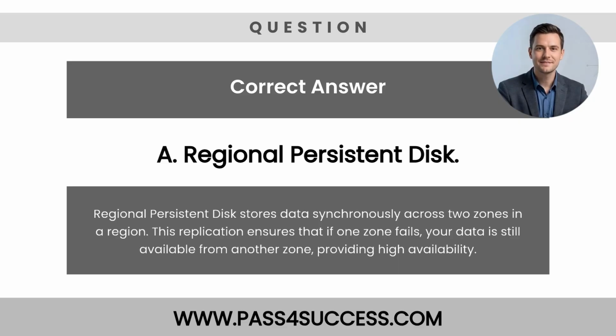Correct answer: A. Regional persistent disk. Explanation: Regional persistent disk stores data synchronously across two zones in a region. This replication ensures that if one zone fails, your data is still available from another zone, providing high availability.